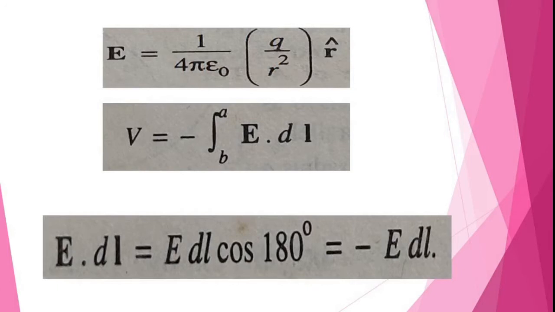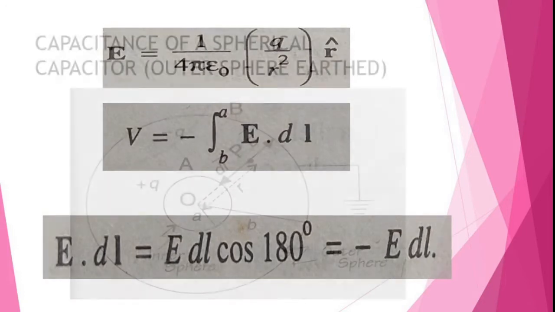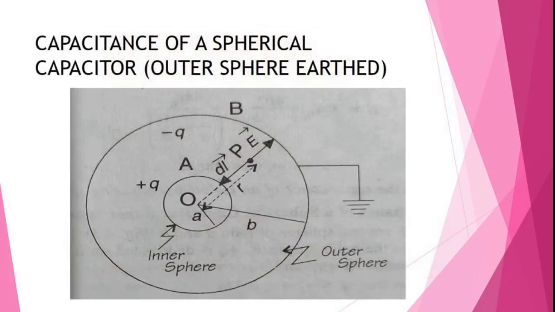Now we know the expression for finding out the potential difference between the spheres, that is V, which is equal to minus of integral E dot dl. So we got E. Now what is dl? dl is the displacement vector along a path from B to A.